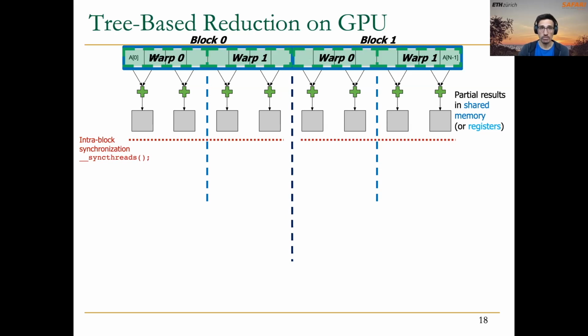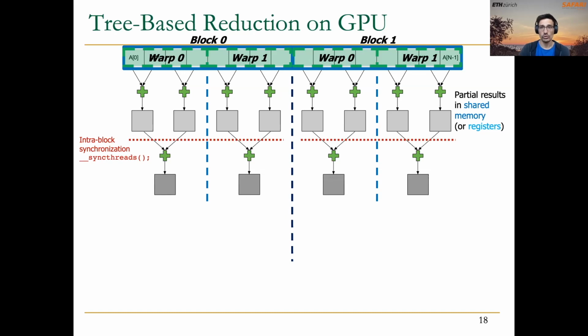And why is that? Because threads belonging to different warps, but in the same thread block, are writing the partial results to shared memory. And that's why we have to synchronize, so that these partial results are stable in the shared memory before other threads of the same thread block go to the shared memory to read these partial results and perform the next iteration.